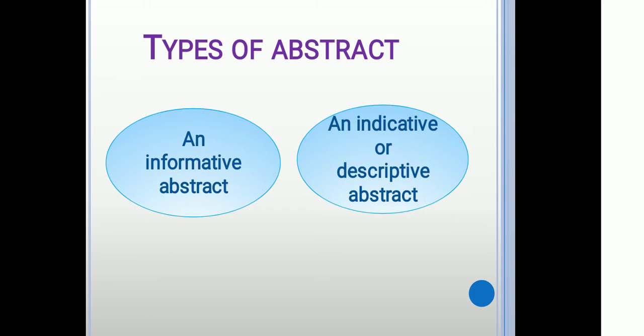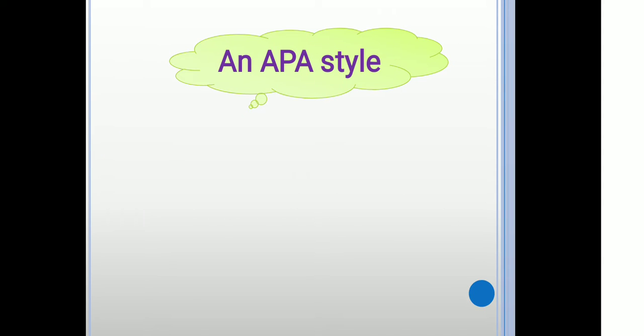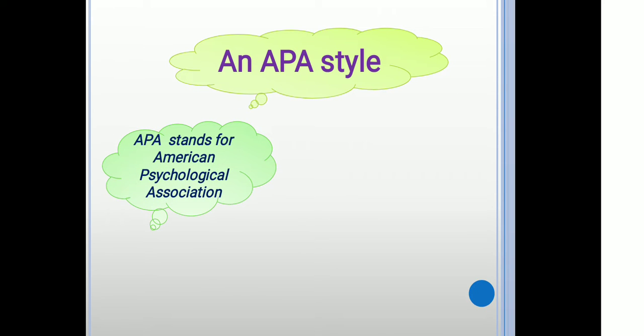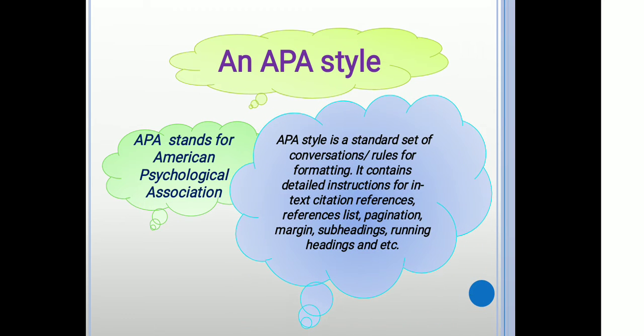The next thing which we should know is APA style. What is APA? APA stands for American Psychological Association. APA style is a standard set of conventions, rules for formatting. It contains detailed instructions for in-text citation, references list, pagination, margin, subheadings, running headings, and others.